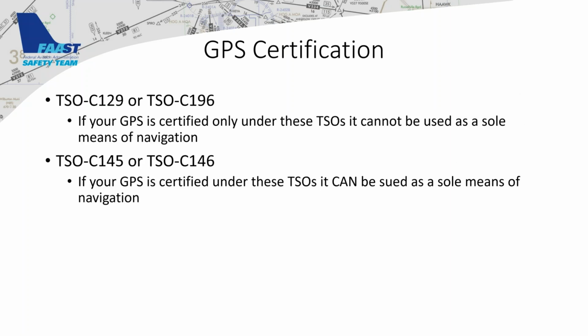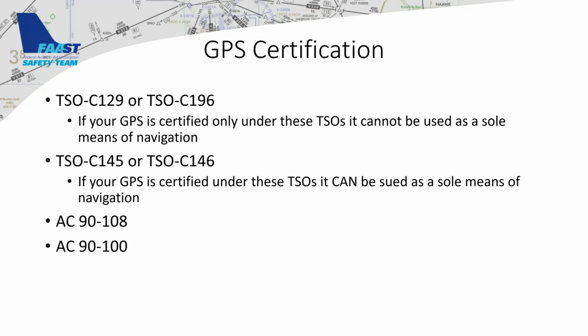All right, back to the fundamentals of GPS certification. We're going to talk in TSO. Now, I know this may sound a little wonky, but most pilots talk about WAAS or non-WAAS. Really, that's an easy way of saying if it's TSO 129 or 196 versus TSO 145, 146. So if your GPS is certified under TSO 129 or 196, it can't be used as a sole means of navigation. If it's under TSO 145 or 146, it can be. So that's the difference between WAAS and non-WAAS.